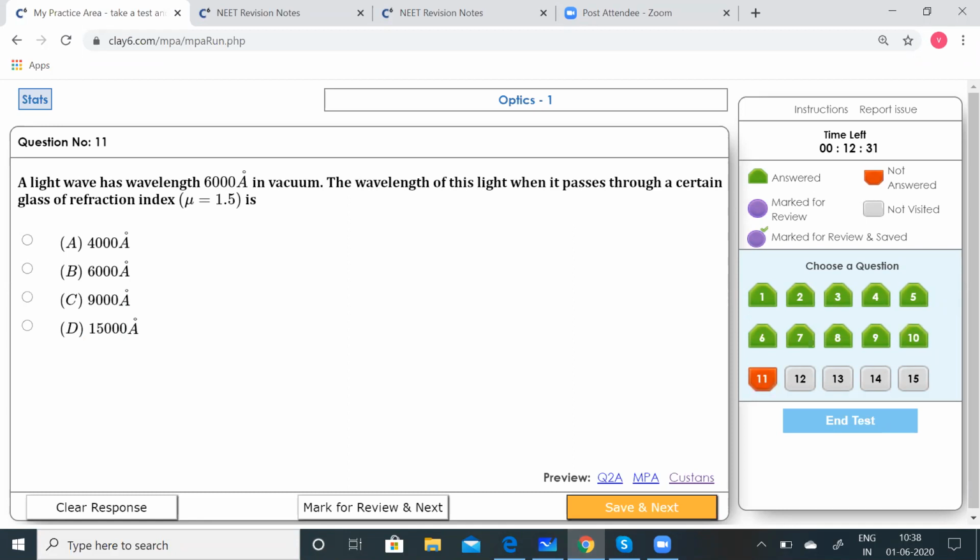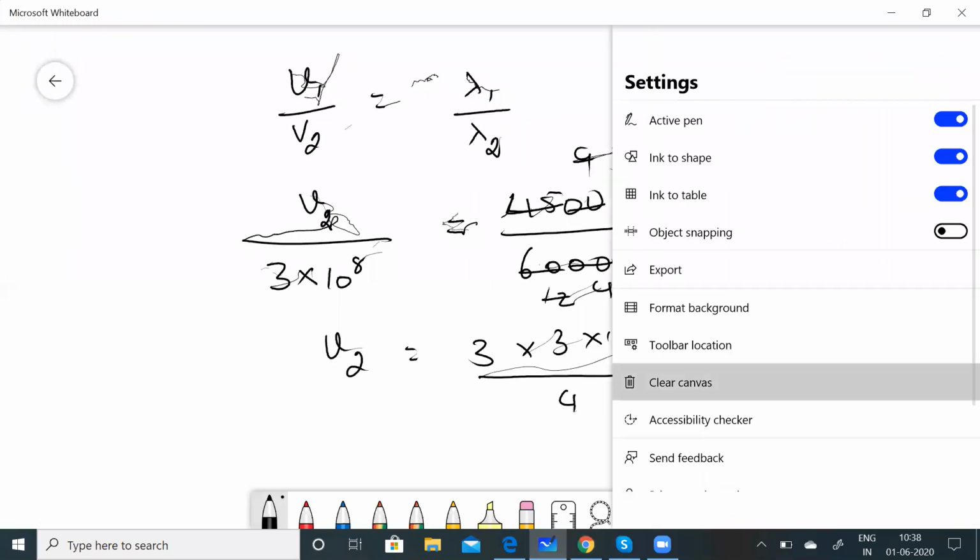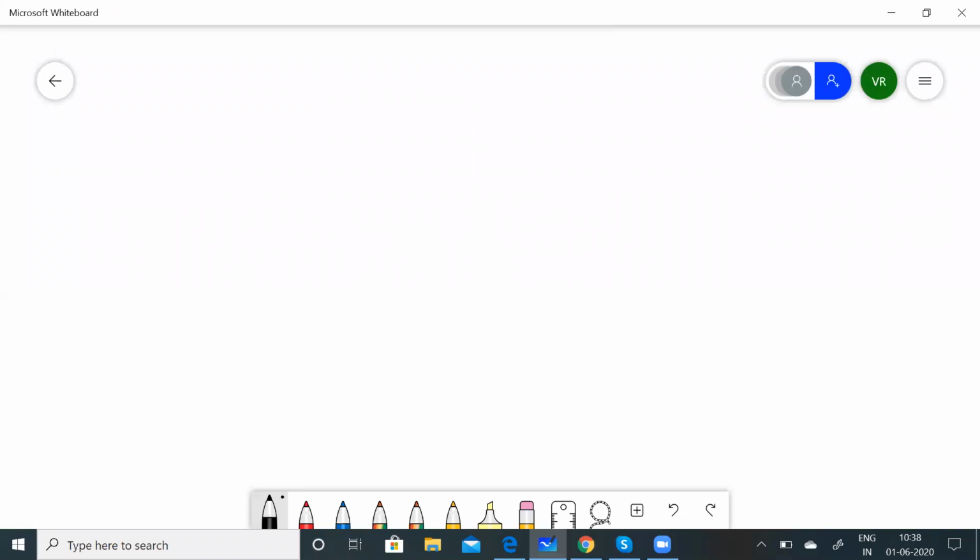A light wave has wavelength 6,000 angstrom in vacuum. The wavelength of this light when it passes through a certain glass of refractive index mu equal to 1.5 is what? Let's quickly solve that. In the same way, you can also say mu1 by mu2 is equal to lambda 2 by lambda 1, where mu1 is the refractive index of air and mu2 is the refractive index of glass. Lambda 1 is the wavelength in air and lambda 2 is the wavelength in glass.